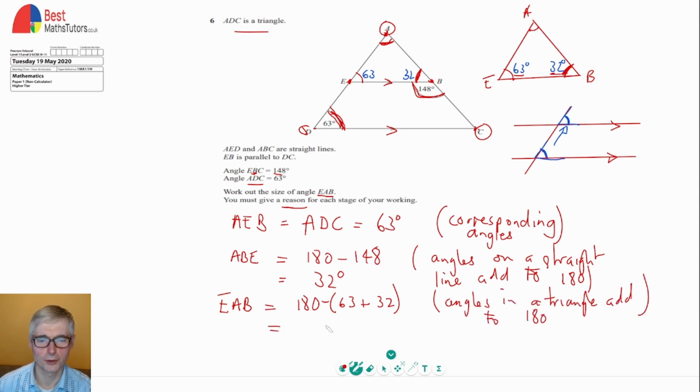So if I continue to work that out, I've got 180 minus, I'm going to work out the brackets first because that's BIDMAS. I do the brackets before I do the subtraction. So I add them together, 63 plus 32 makes 95. And then if I take that away, 180 take away 95, it's actually 85 degrees. And we've done it. There's our final answer.